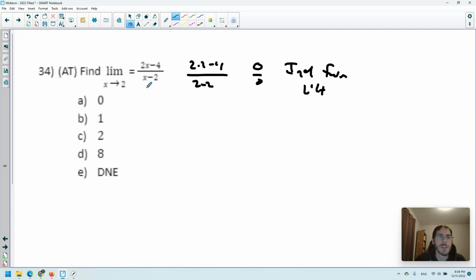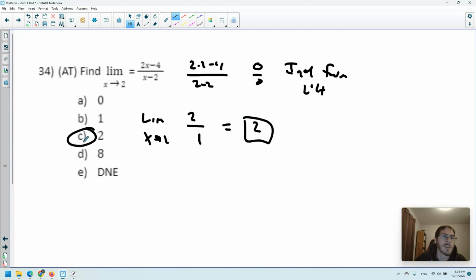All right, so let's take the derivative at the top and bottom. The limit as x approaches 2 of 2 over 1. Well, there's nothing even to plug in anymore. It's just always going to be 2. So there we go, looks like we got it. Our limit as x approaches 2 is just going to be 2.